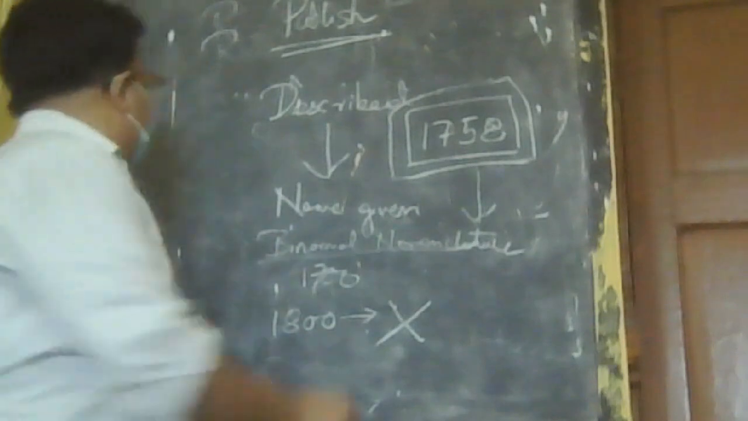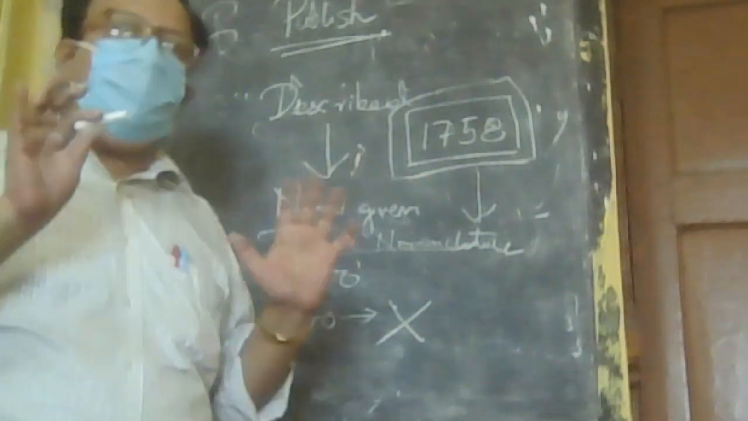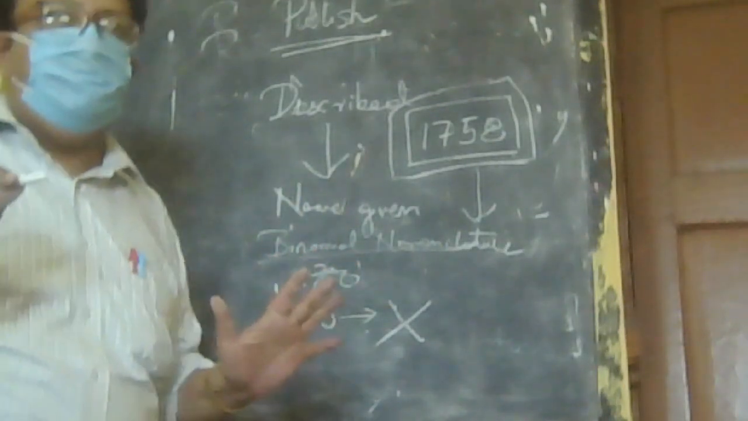Genus or somebody else has given a name before, already a system of binomial nomenclature has been given.